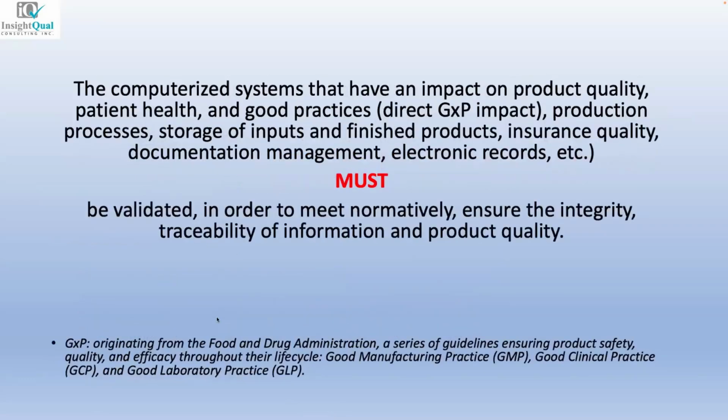And a high level of the computerized system, why we need it. The computerized system is any product that has a direct GXP impact, and I put a definition for the GXP, meaning we need to do validation for production, process, storage of the data, finished products. And this must be validated in order to meet the integrity and traceability of the product quality.